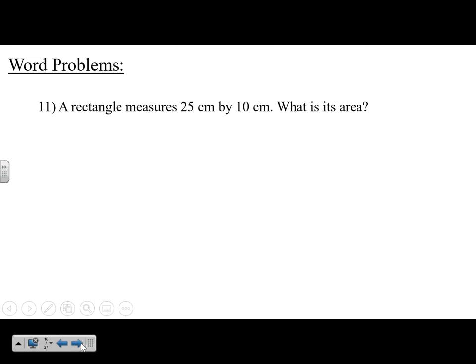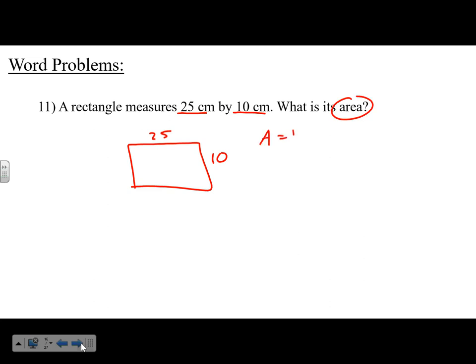Couple word problems here. I would definitely draw pictures if you need to. A rectangle measures 25 by 10 centimeters. We have a rectangle. It is 25 by 10. Doesn't have to be drawn to scale. What is the area? So we're only asking for the area for this. That's base times height. 25 times 10. Doesn't matter which is which, really. And so that ends up being 250. And again, technically, that's 250 centimeters squared. But I'm not going to be worried about that. In Canvas, I'm going to put that part for you.